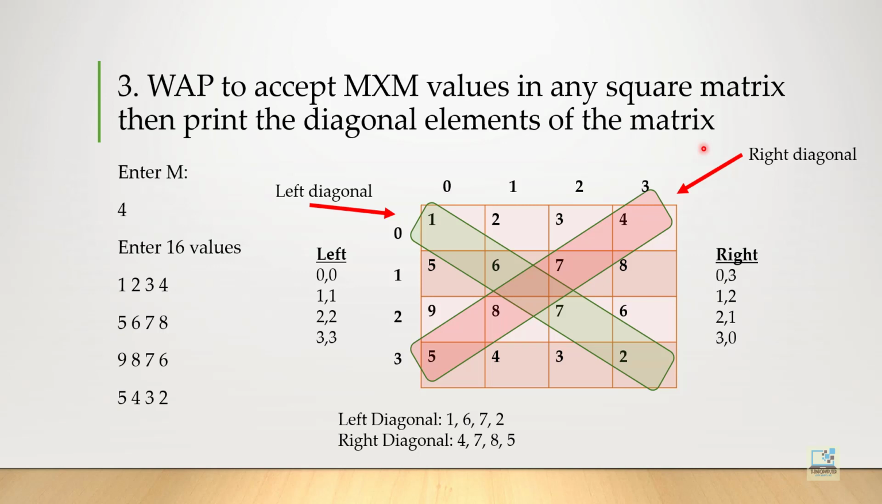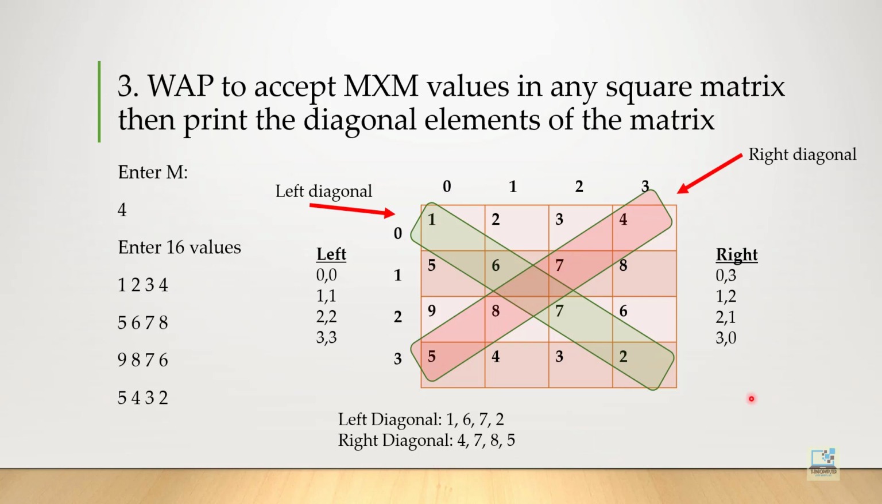For example, 1 into 1 order, 2 into 2, 3 into 3, 4 into 4, 5 into 5, till m into m. Okay. So if I have any square matrix of 4 into 4, take this example, you only need to print the elements which are at the left diagonal and right diagonal. This green one is the left diagonal, this red one is the right diagonal. Okay. So I need to print 1, 6, 7, 2 as the left diagonal elements and 4, 7, 8, 5 as the right diagonal elements.